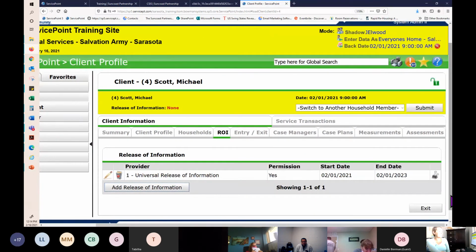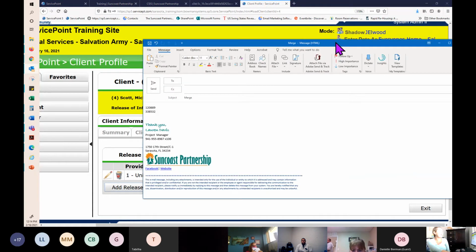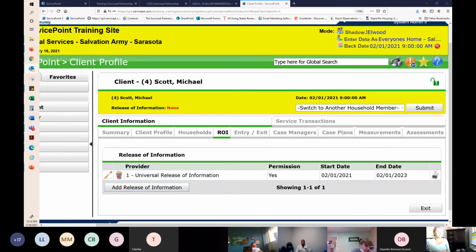From here, we see our paperclip. This is where we have to scan and upload our client's release of information. If there is no scanned universal release of information, we cannot CYA. We cannot cover your agency. We have to scan and upload every client's universal release of information in order to share this information.